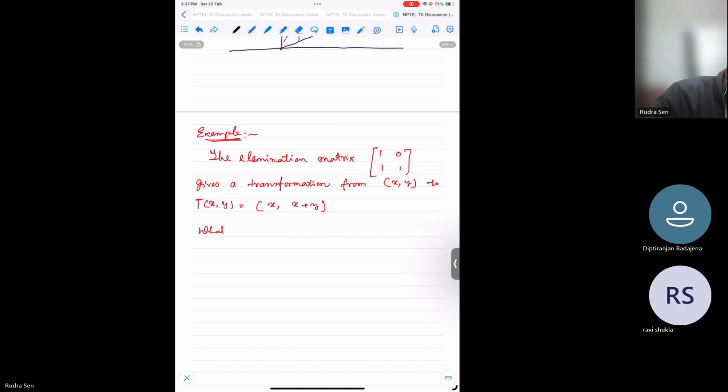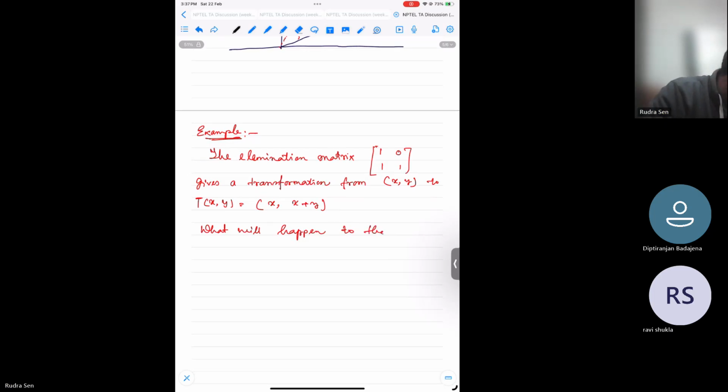And the question is, what will happen to the unit square, where x lies between 0 and 1 and y lies between 0 and 1?